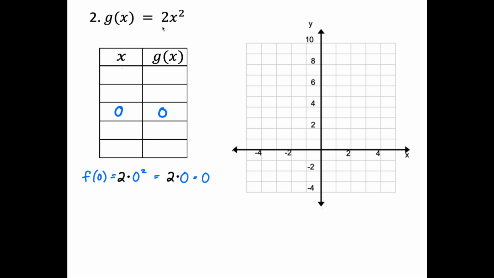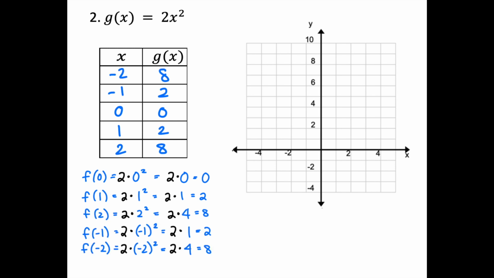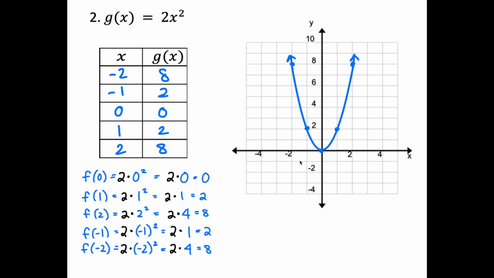Our vertex is still at the origin because we haven't shifted up, down, left, or right. You can also test it: if we plug in 0 for x and square 0 and then multiply by 2, we're still going to get 0 because anything multiplied by 0 is still 0. Filling in these other values, basically we're getting all the output values that we got from our parent function, but then doubling it since we're multiplying it by 2.